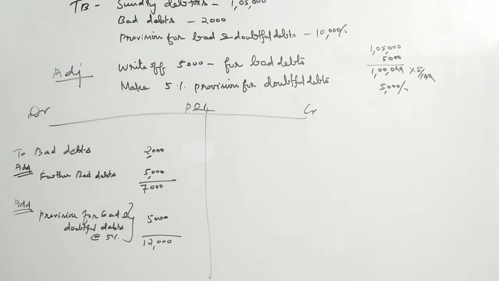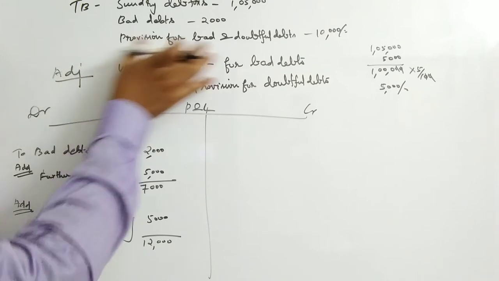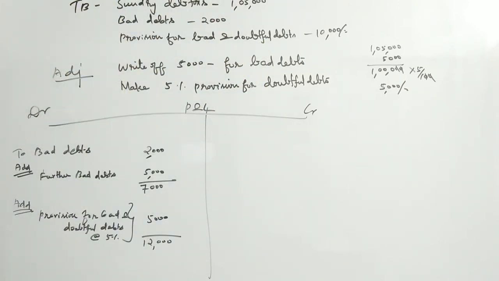Then we have one more thing, that is the provision for bad and doubtful debts that is existing, which is there in the trial balance. That should be subtracted: less trial balance provision for bad and doubtful debts.